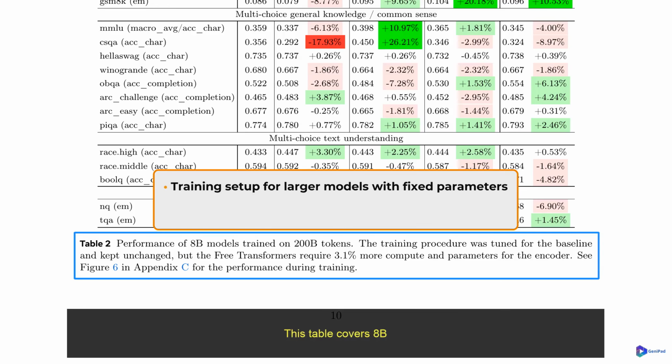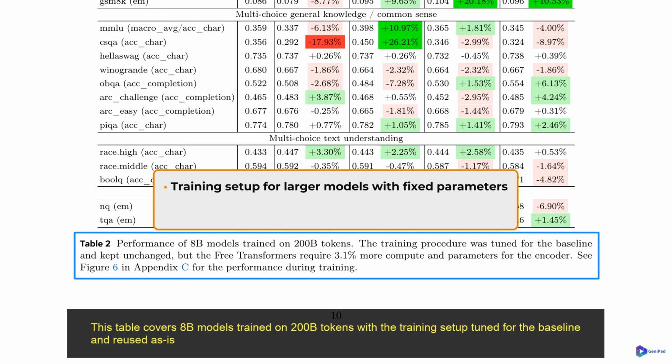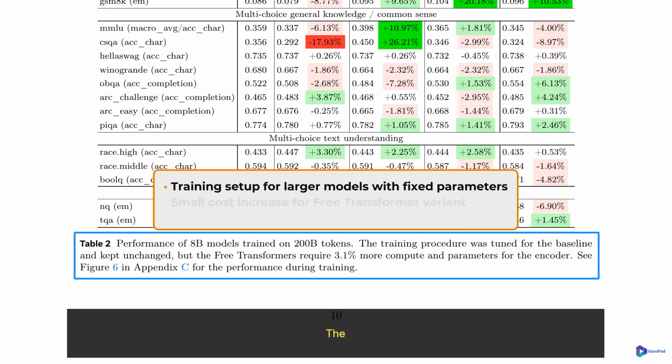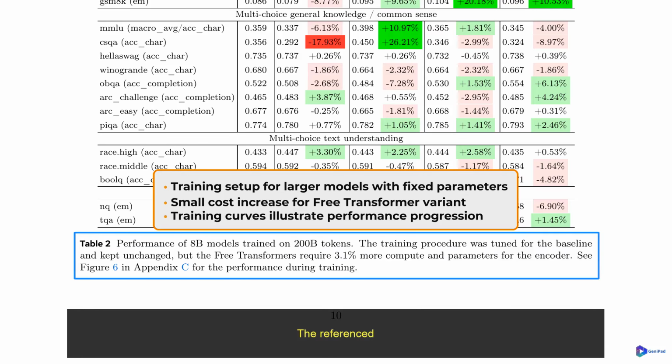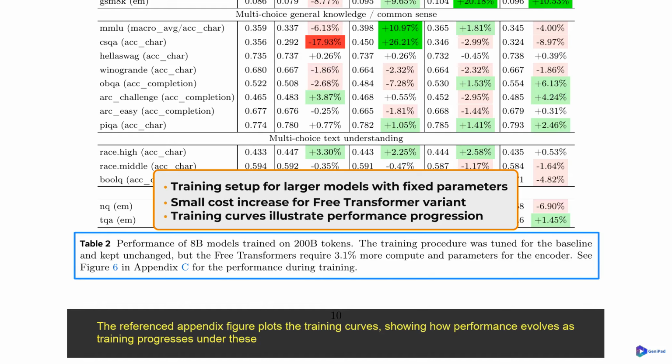This table covers 8B models trained on 200B tokens, with the training setup tuned for the baseline and reused as is for the free transformer. The free variant adds roughly 3.1% compute and parameters for its encoder, keeping the cost increase small. The referenced appendix figure plots the training curves, showing how performance evolves as training progresses under these fixed settings.